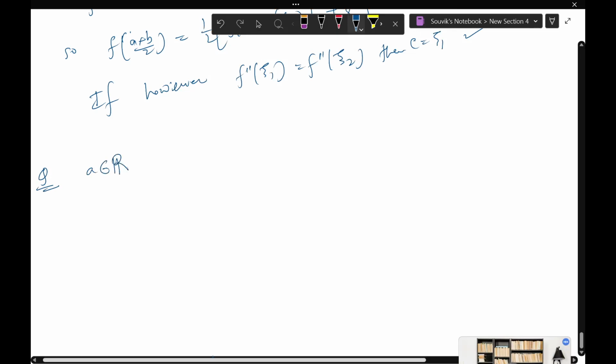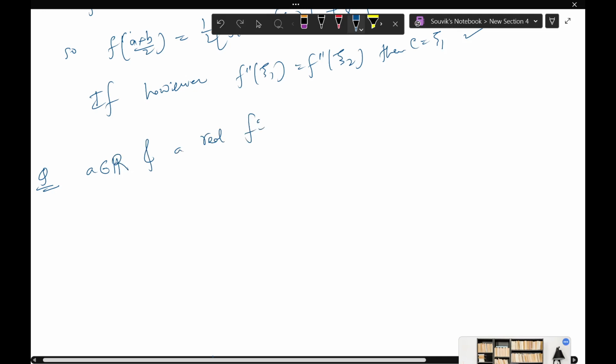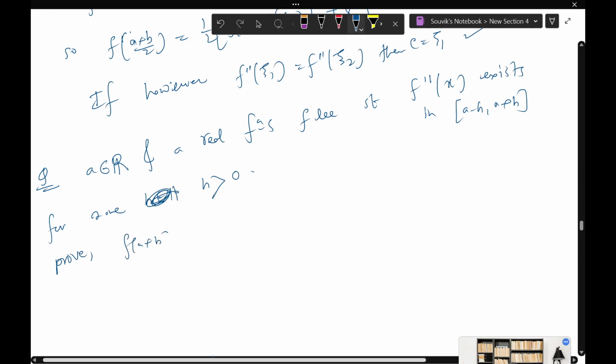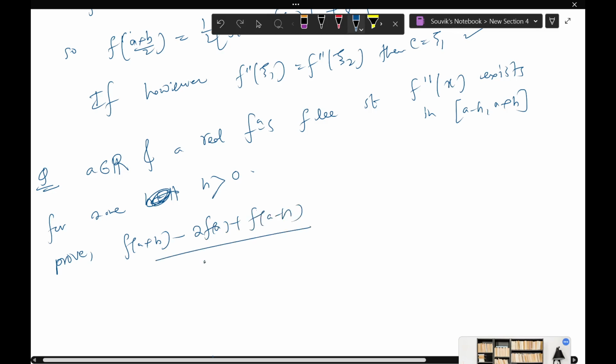So let a belong to R. Suppose f is a real function such that f double dot x exists in (a minus h, a plus h) for some h, and f of a plus h minus 2f of a plus f of a minus h equals h squared times f double dash of c for some c belonging to (a minus h, a plus h).